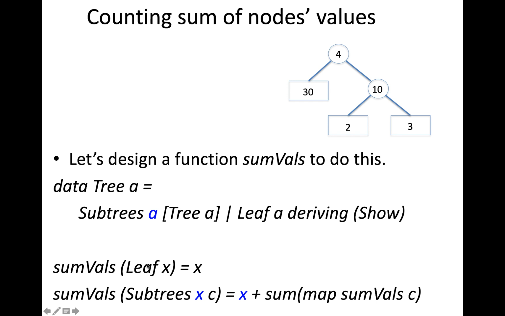When there is only one leaf and leaf value is x, then of course the sumVal is x. When we have a bunch of subtrees and the inner node or root node is x, say this is x and this is one subtree and this is another subtree, then we are going to sum up the values of each subtree, and then don't forget to add this root node's value also x, right? So that will give us the sumVals function implementation.